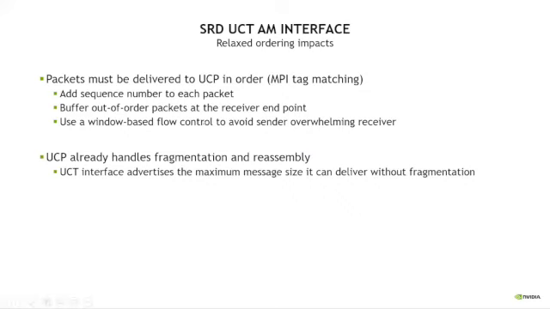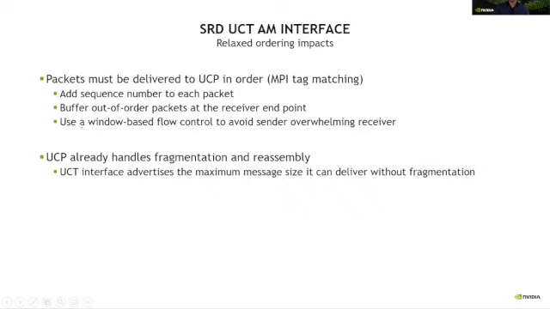To achieve that with SRD, we added a sequence number to each outgoing SRD packet. At the receiver side, we buffer all the out-of-order packets. In fact, we deliver each packet to UCP only if we know that all its preceding packets have already arrived and we have already delivered them to UCP. That will guarantee the ordering requirement that UCP expects from UCT.